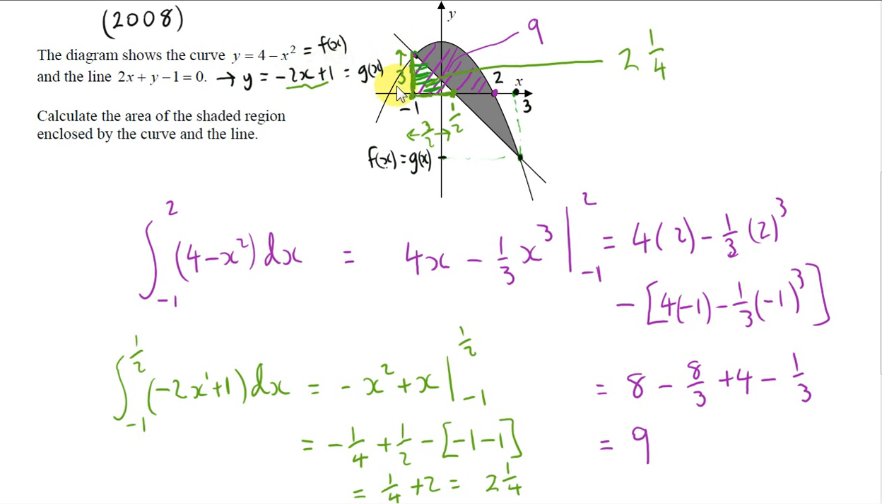So then we could multiply the base by the perpendicular height. 3 over 2 by 3 is 9 over 2. Divide that by 2, to get 9 over 4. Now 9 over 4 is the same as 2 1/4. So that would be an alternative way of getting the area between a straight line and the x-axis.